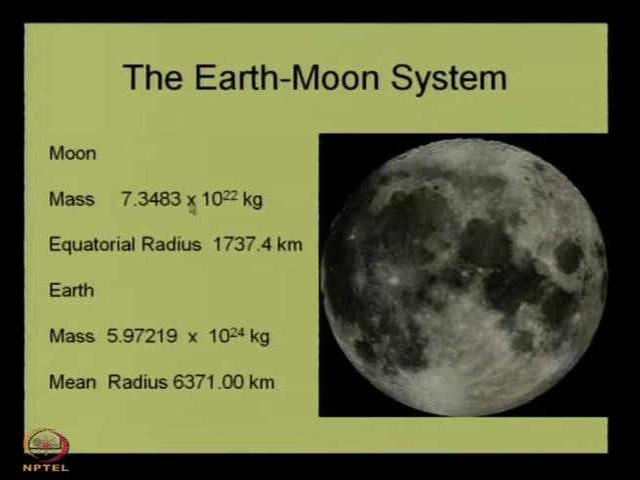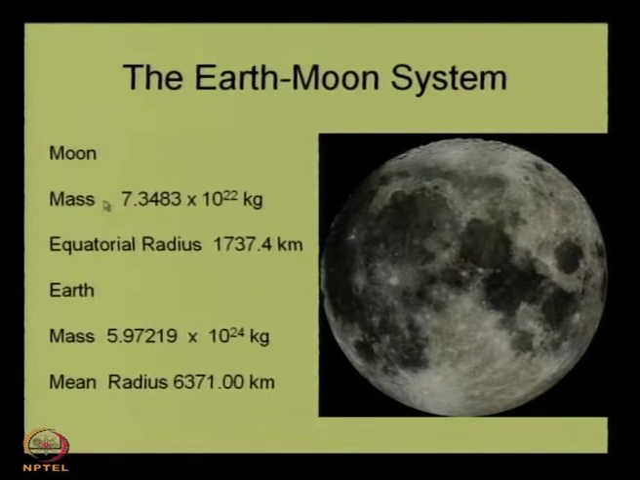This shows you a picture of the moon. It appears as a white circular disk on the sky, but it is not uniform. There are craters on the moon which you can see over here. So the moon has its own structures on the surface.